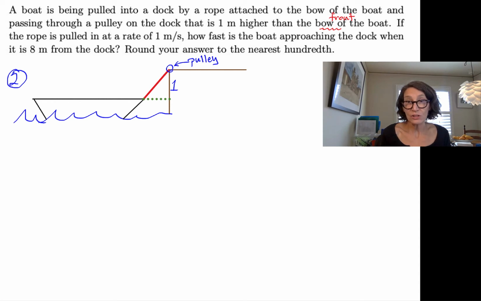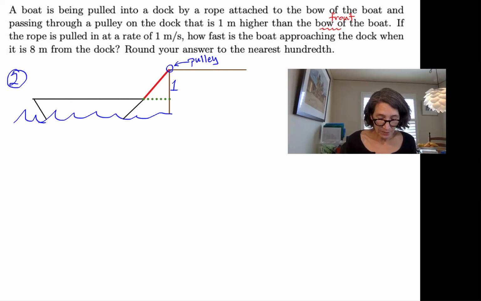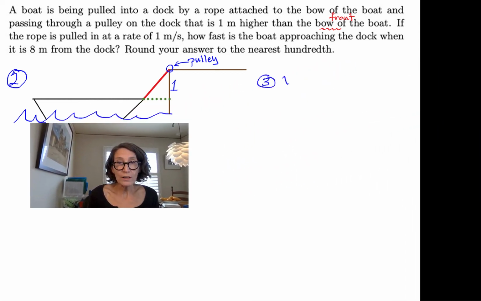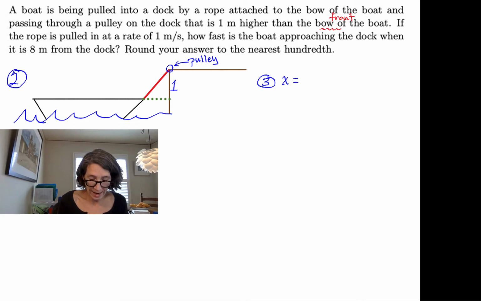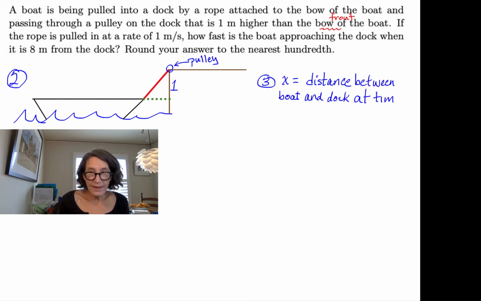Everything else is changing. The length of the rope and that green dotted line, the distance between the boat and the dock, that's changing. So I can't label those two things with numbers. Let's do step 3. Let's start labeling the quantities that are changing. So I'm going to let x be the distance between the front of the boat and the dock. And that is changing with respect to time. So x represents the distance between the boat and the dock at time t. Okay, it's a function of t.